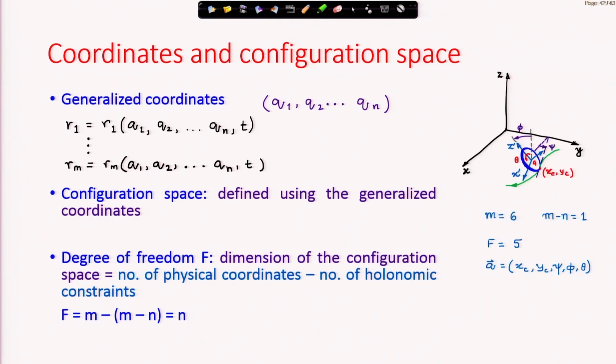In the case of the coin, we had 6 physical coordinates, the 3 location of the center of mass coordinates xg, yg, zg, and the 3 angular coordinates psi, phi and theta. We had 1 holonomic constraint which related zg in terms of phi, and therefore, we have 5 degrees of freedom, and our generalized coordinates are xc, yc, psi, phi and theta.